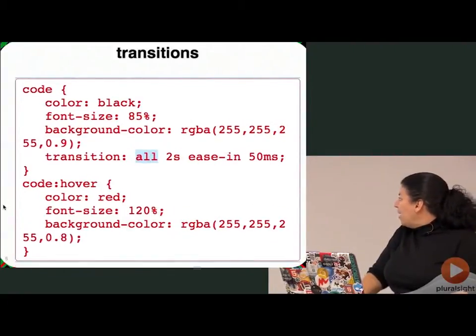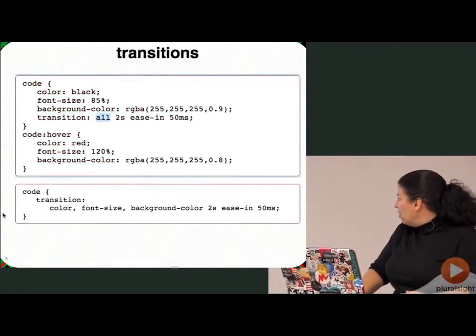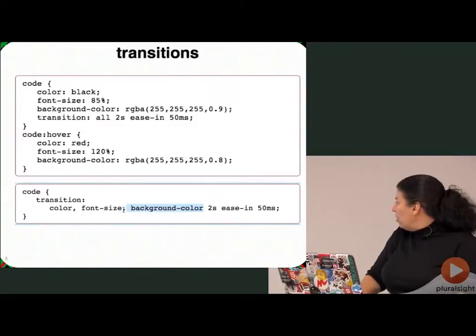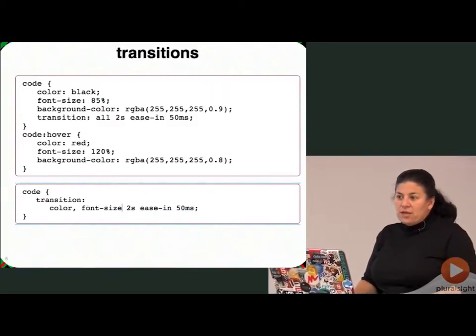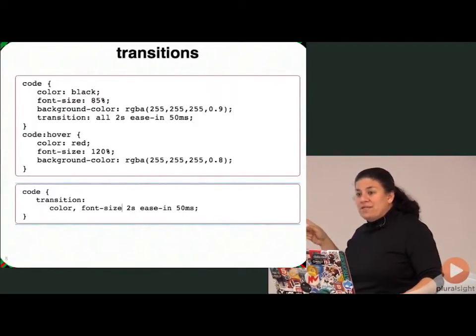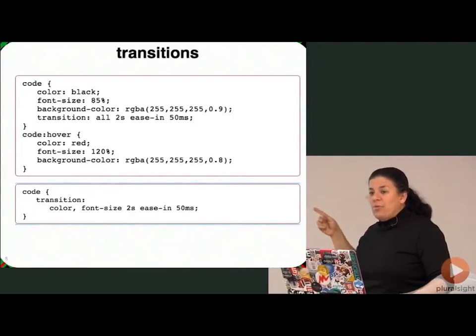So had I not wanted to do that, if I had only wanted to do 2, instead of all, I could have just done color and font size, and notice these are comma separated. When we did multiple transforms, they were space separated. Properties here are comma separated.